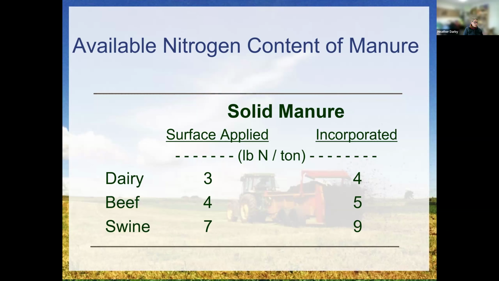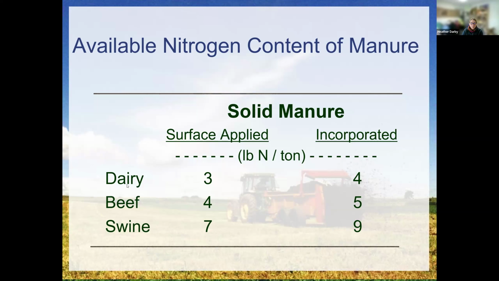Okay, so kind of switching gears here. I just talked to you all about the nitrogen cycle. And now we're going to get into the forms of nitrogen you have on your farm. Okay. All right. So here you can see solid manure, pounds of nitrogen per ton. So dairy manure, beef manure, swine manure. And again, these are examples, may not reflect what you have.